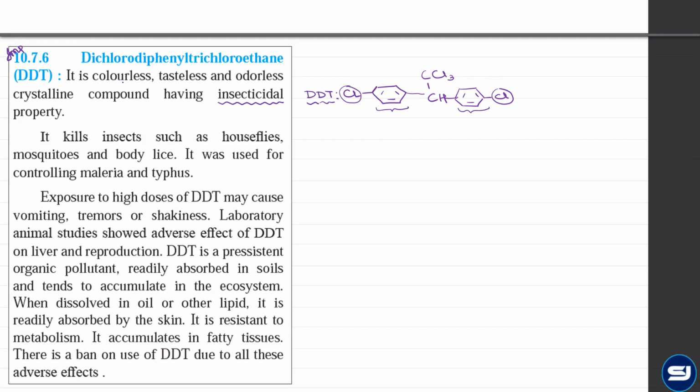Uses: it is a colorless, tasteless, and odorless crystalline compound having insecticidal property. Most important use is as an insecticide. It kills insects such as houseflies, mosquitoes, and body lice. It was used for controlling malaria and typhus. तो अगेंस्ट मलेरिया इसको यूज किया जाता है. Exposure to high doses of DDT may cause vomiting, tremors और shakiness.